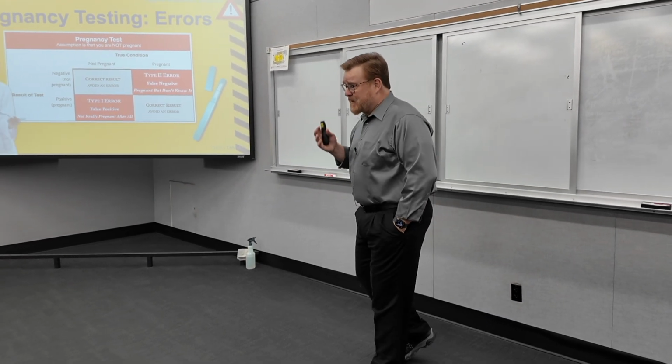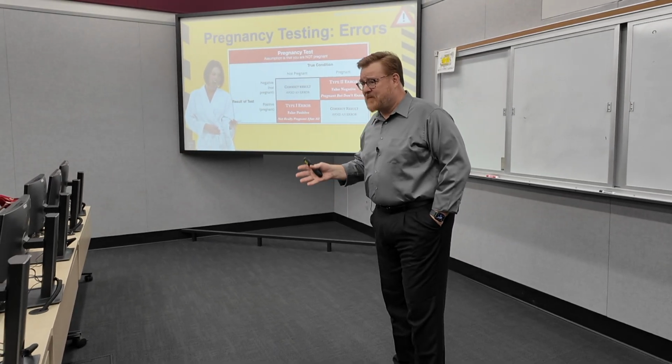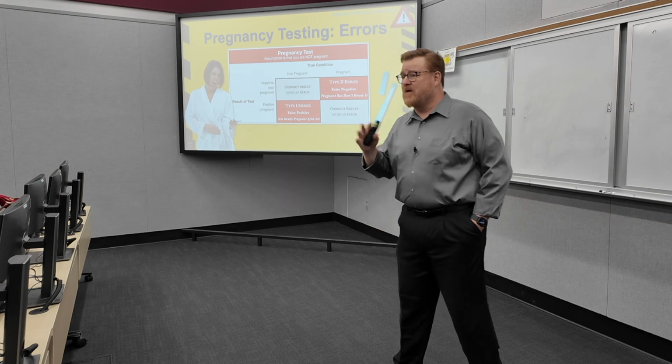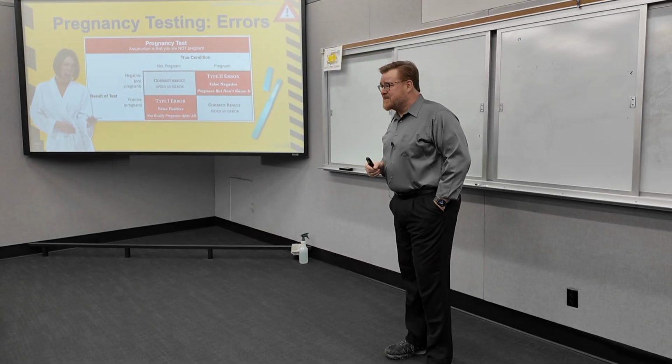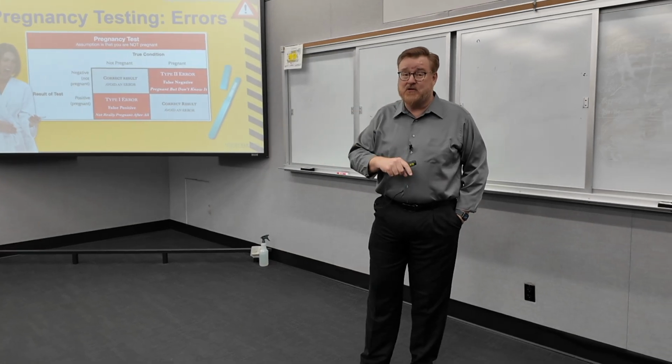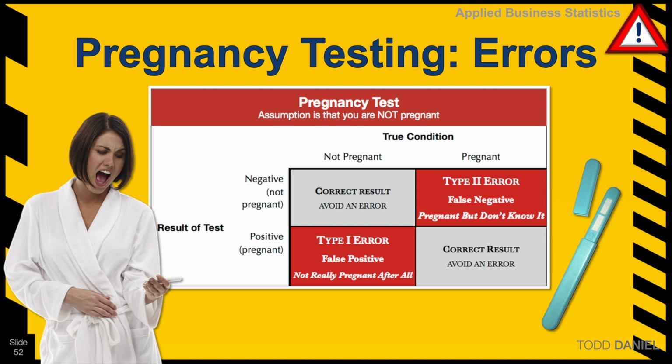At any time in history, everybody in the world is either pregnant or not pregnant. You can't be both, you can't be neither, you gotta be one or the other. So you could take a pregnancy test, and it's going to give you one of two outcomes. It's going to say that you're pregnant, or it's going to say that you're not pregnant. This gives us 4 possibilities.